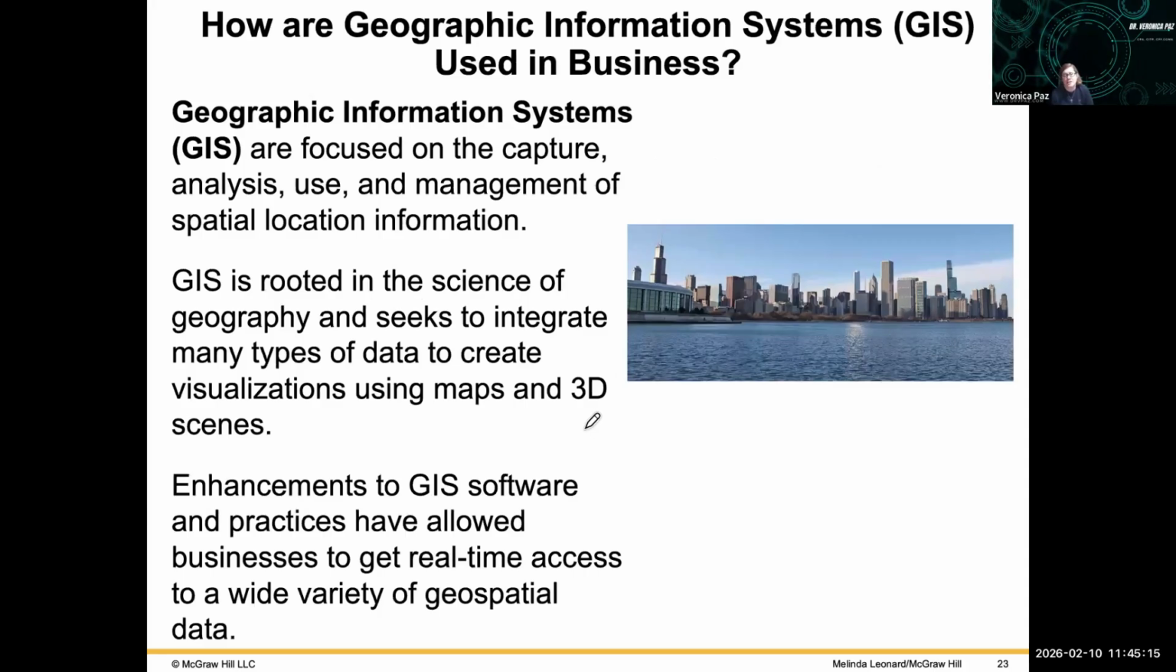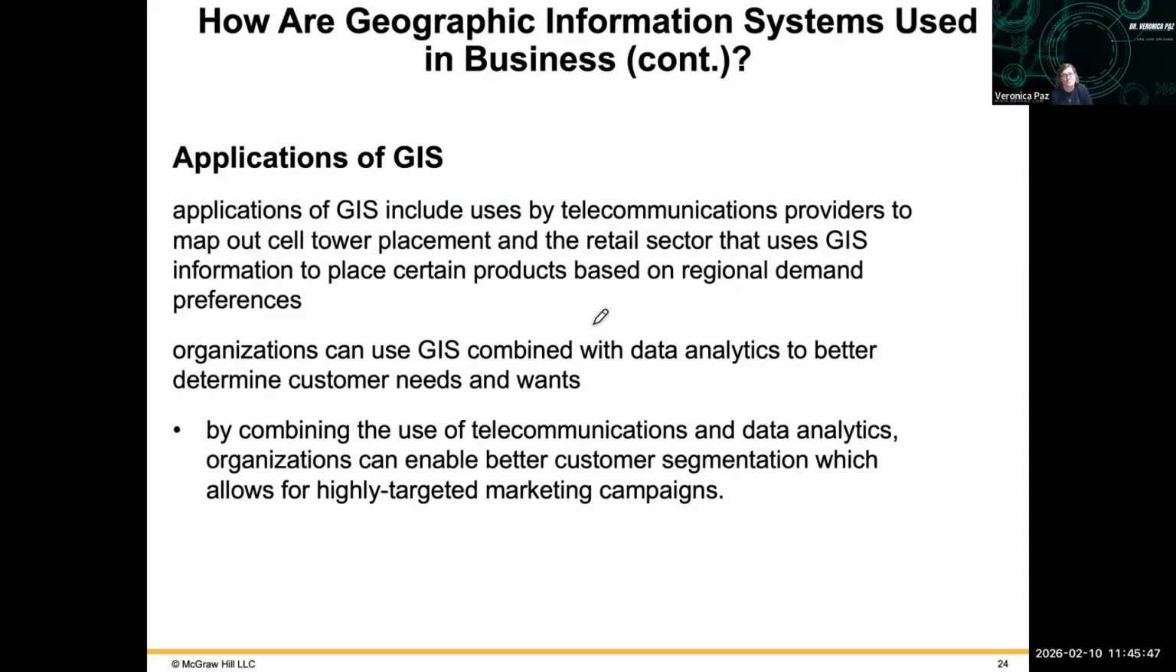So your GIS, those geographic information systems, are focused on the capture, the analysis, and the use of spatial location. And basically the GIS is rooted in geography, right? And it's trying to integrate and create these visualizations and maps and to enhance the software to hopefully give businesses real-time access to what's out there and how everything looks. And I think with Google Earth, you can pretty much see everything, and you can even go down to the street view and see GIS at its best.